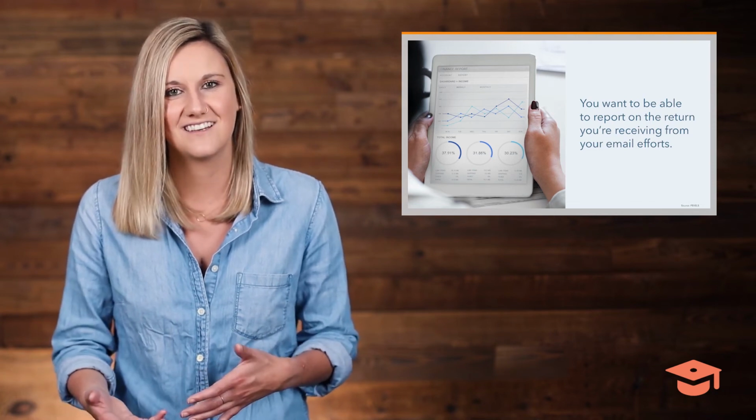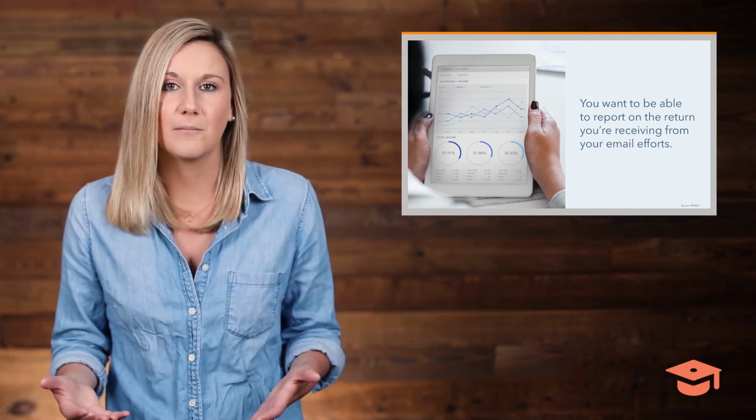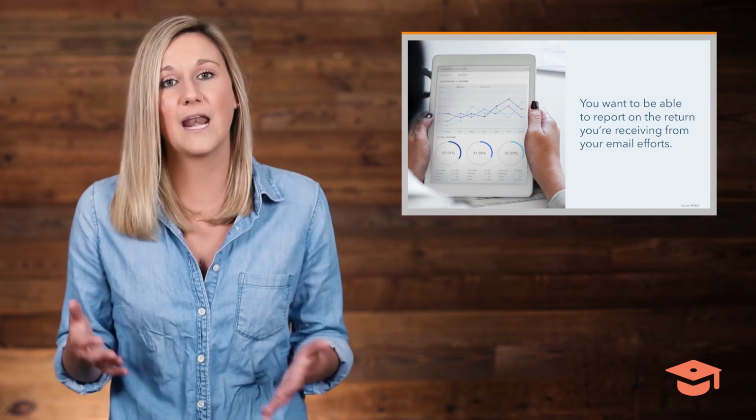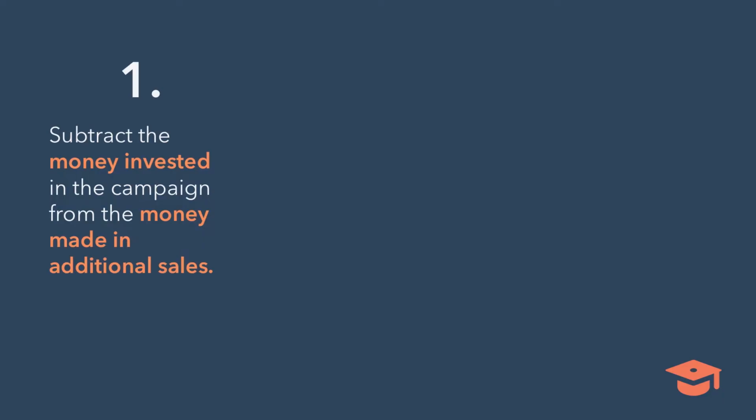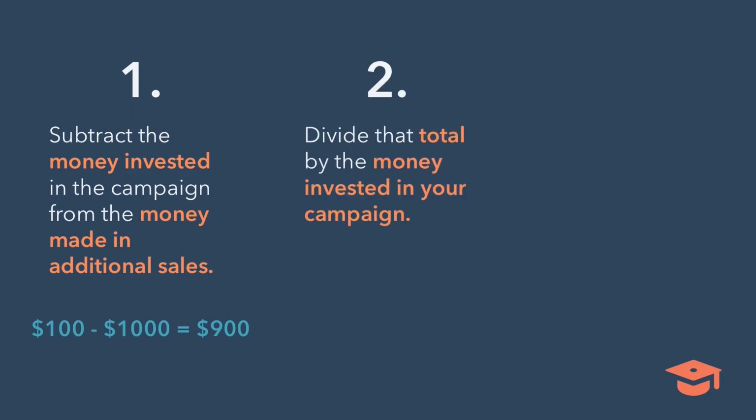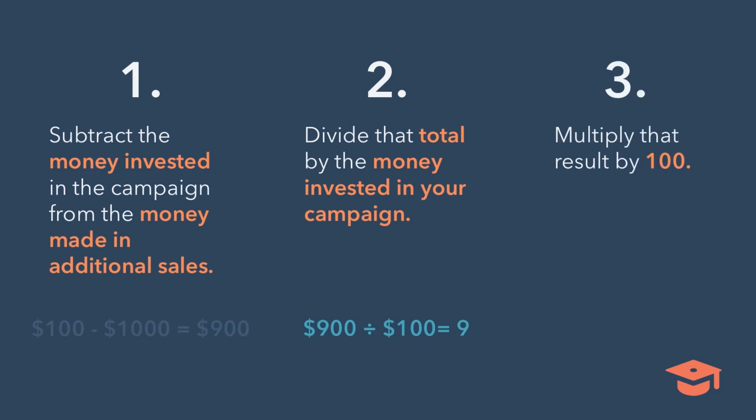This interaction is also a return you're receiving when sending emails, making or continuing relationships with your contacts. For the return on investment dollar amount, take the following math and apply it to your email sends. Subtract the amount of money you invested in the campaign from the amount of money you made in additional sales. Divide that total by the amount invested in your campaign, and then multiply that result by 100. This is your return on investment.